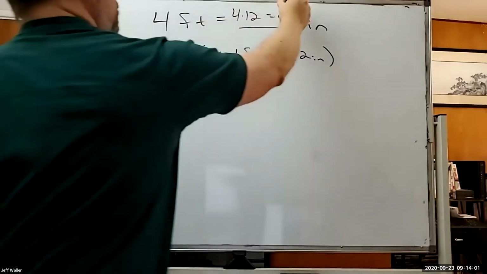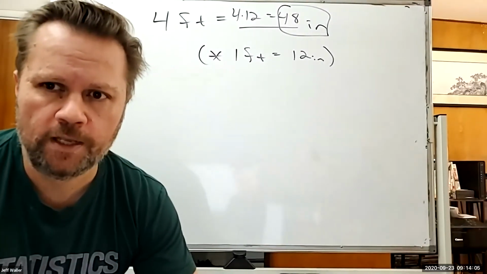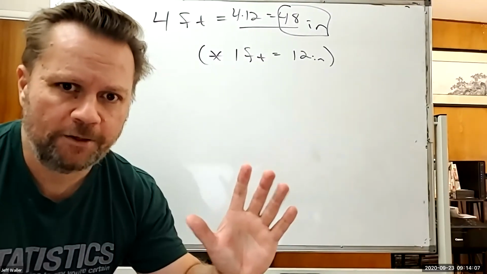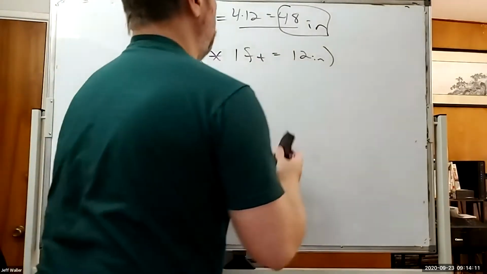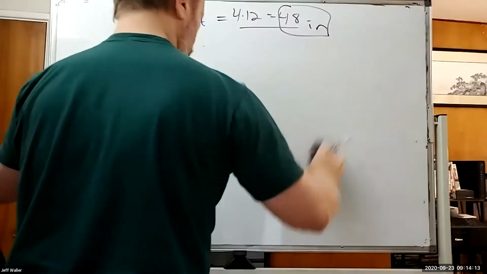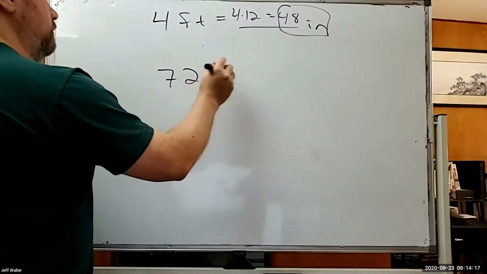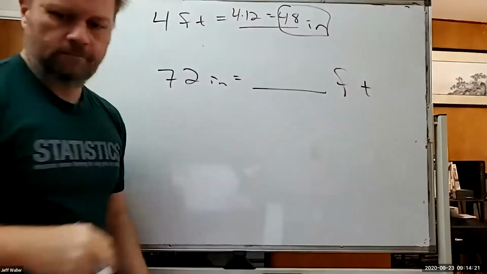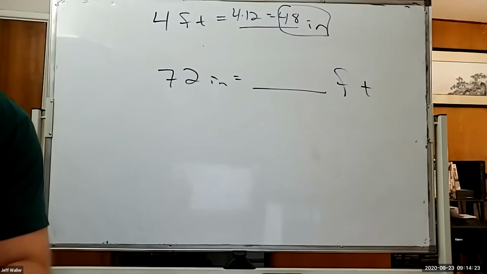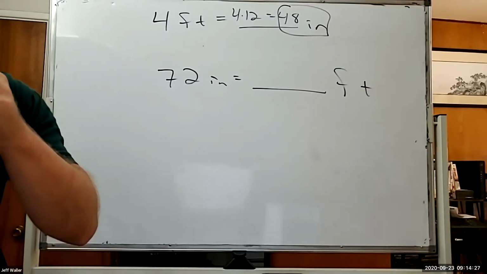I love it. So conversion basically boils down to, do I multiply or do I divide? So to show you an example of that, what if I had, what do you got, Jeff? 72 inches. How many feet would that be? Hold on. Let everybody think about it for a second.